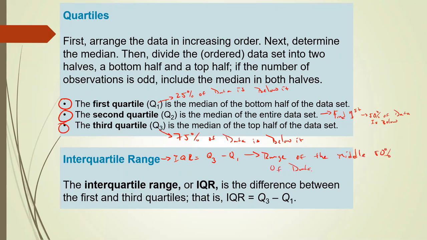It says, okay, let's just talk about the meat of the data, the middle 50% of data, and what is the range of that? That's what the IQR tells us. And that makes sense, right? Because when you look at Q3, 25 is above it. When you look at Q1, 25 is below it. So this is only that middle 50% of data.